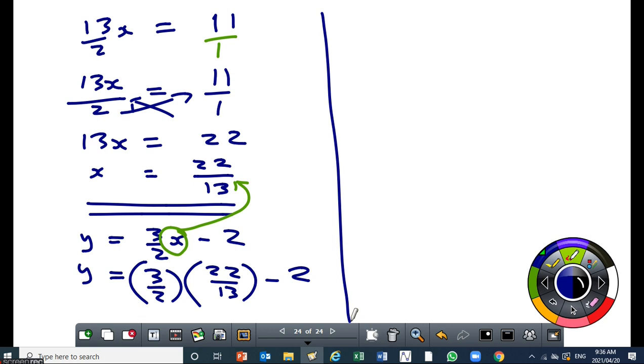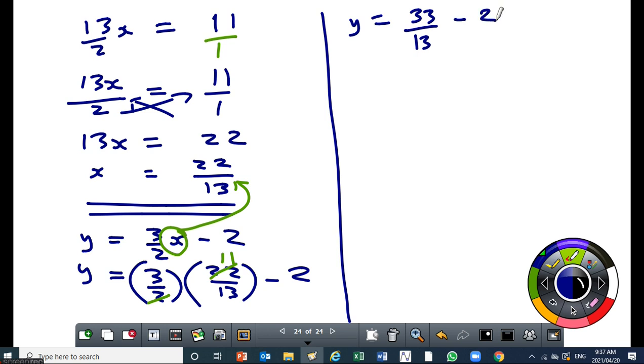Then we need to simplify this now. To simplify, 2 into 22, that's 11. So I can write this as 11 times 3, which is 33 over 13. Someone might say, how did he get that? 2 into 2 is 1, 2 into 22 is 11. I'm doing it without a calculator, remember. I don't need a calculator. So 3 times 11, that's 33. So I'll get 33 over 13 minus 2.